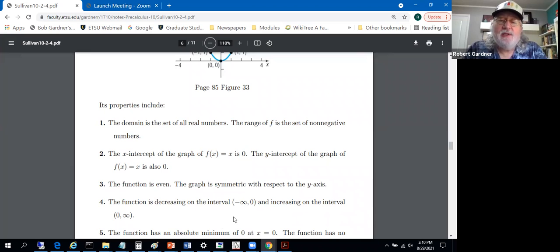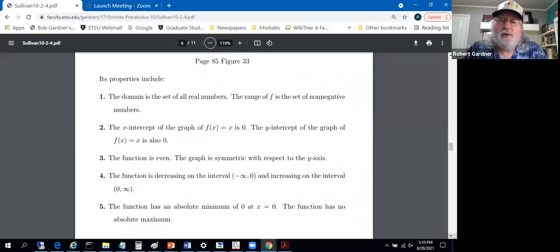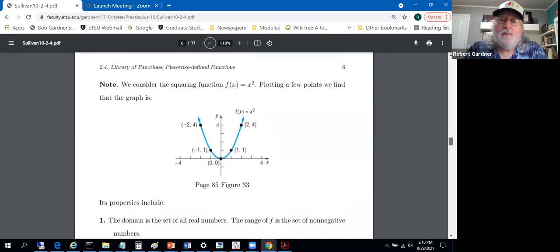The function has an absolute minimum at 0, right? I still see that on the screen. It's unbounded above, continues without bound, so it has no absolute maximum. f of x equals x squared.